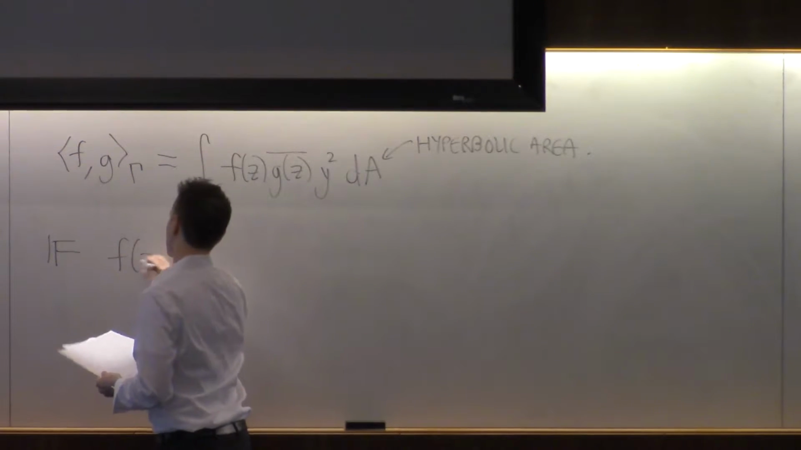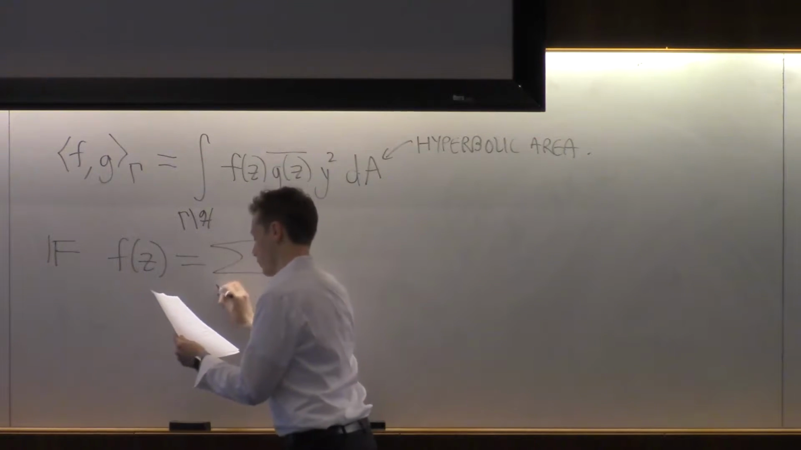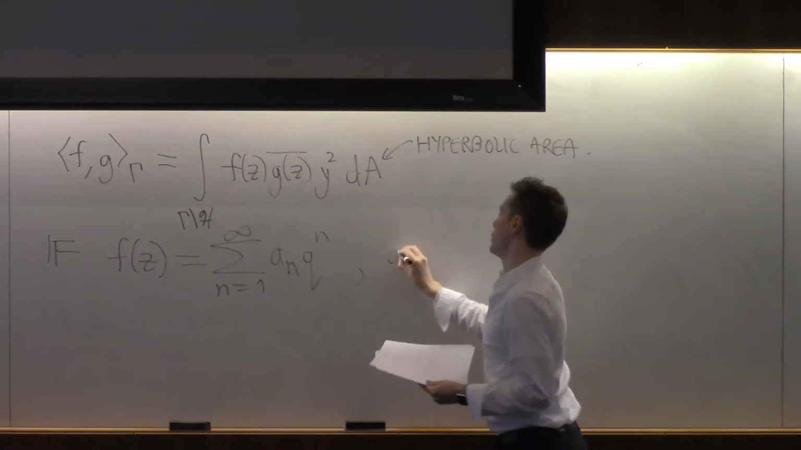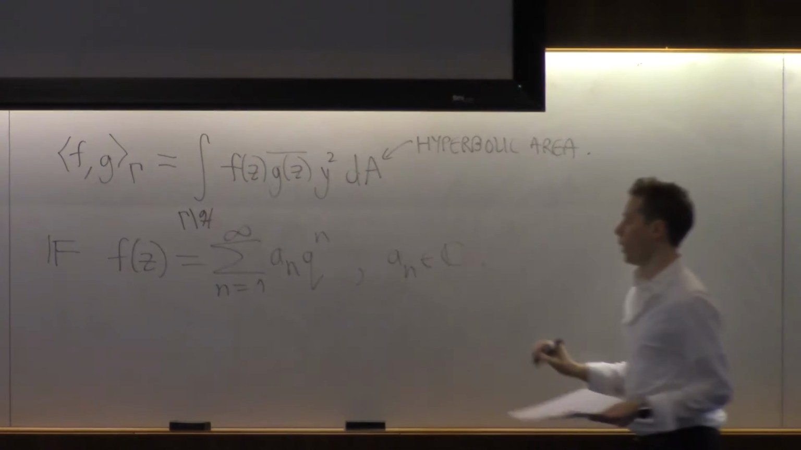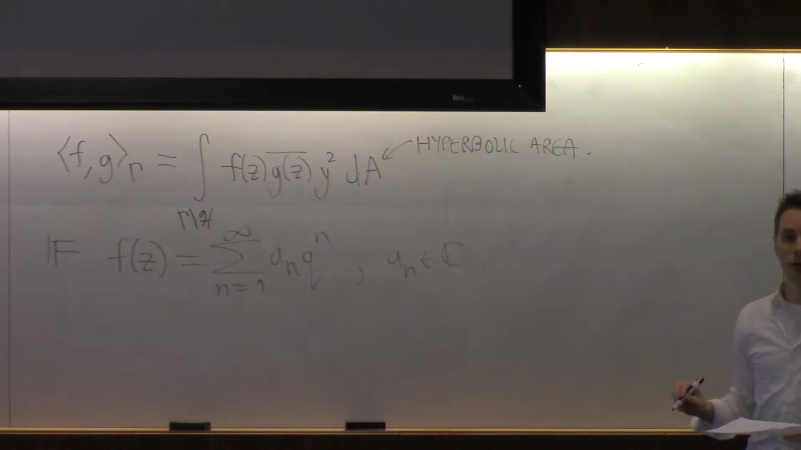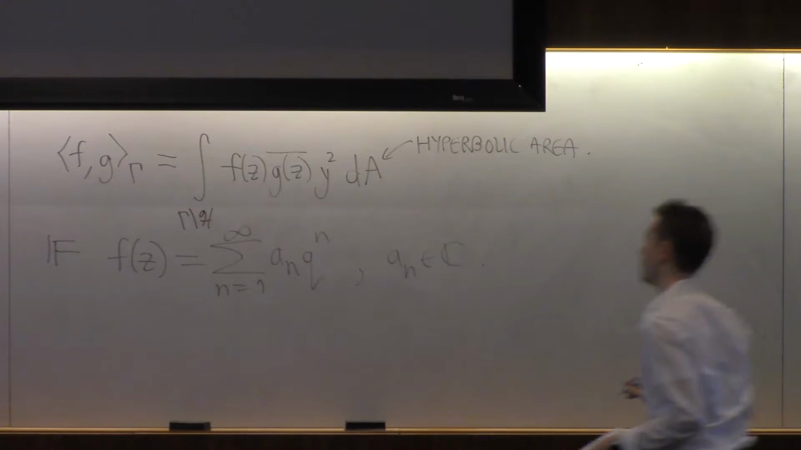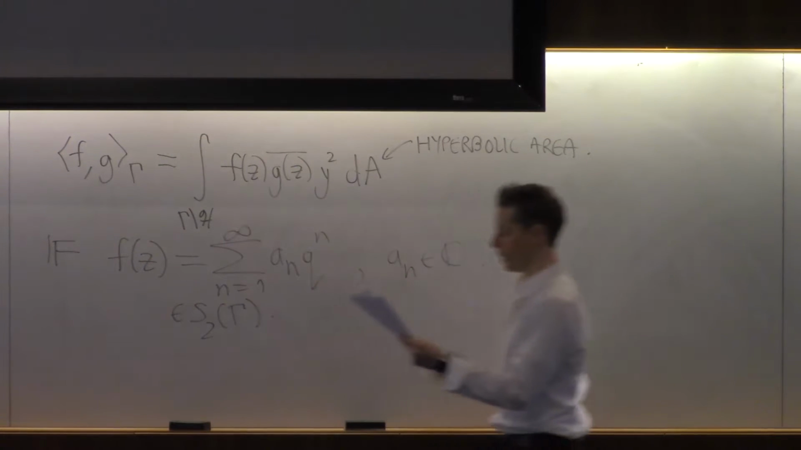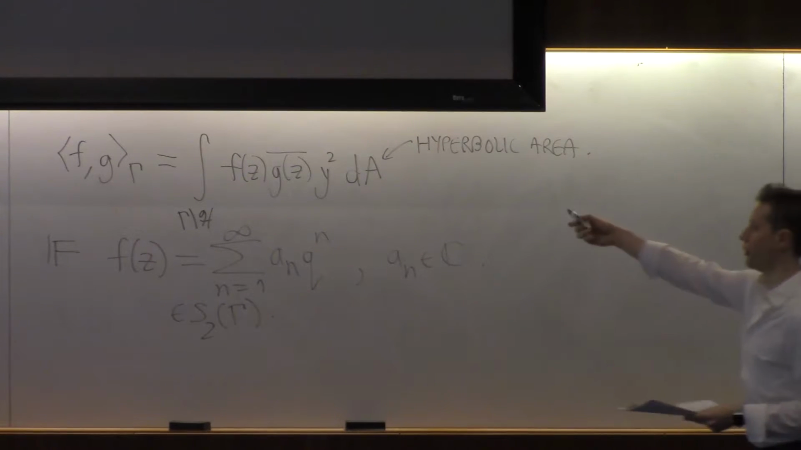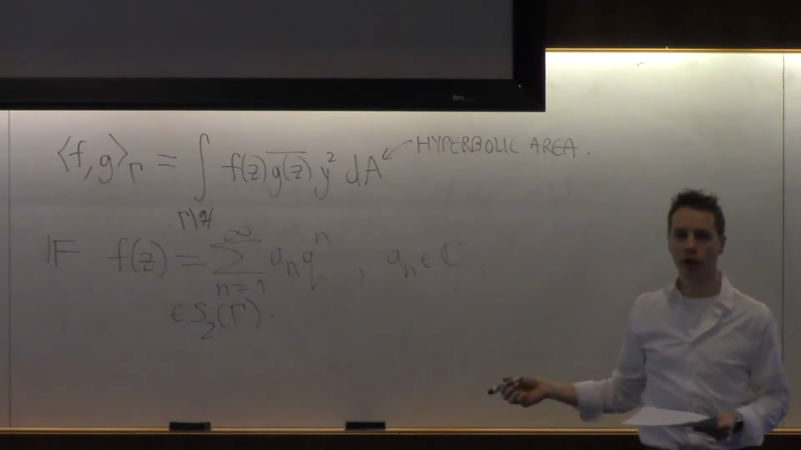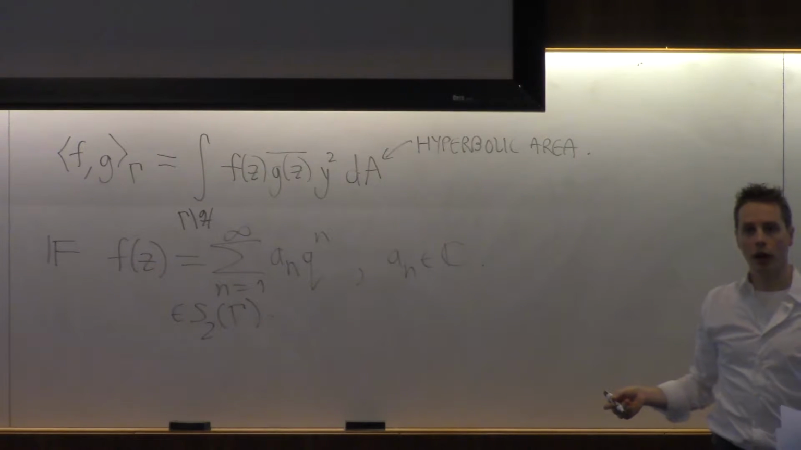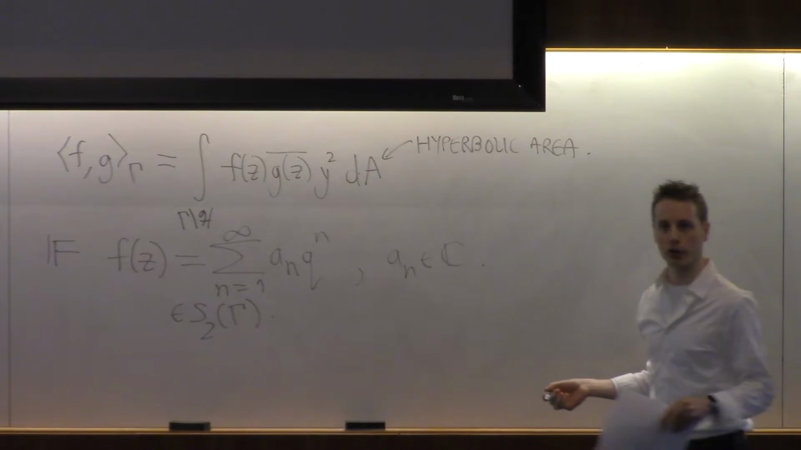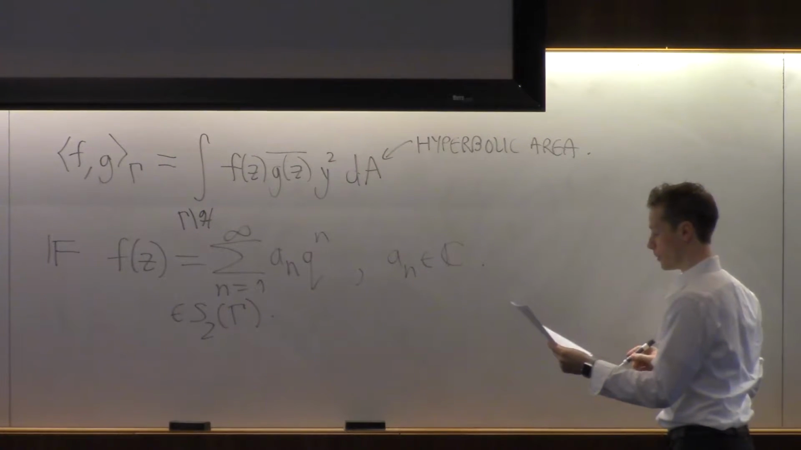So if your function f of z, you write it in a Fourier expansion, it starts out at q to the n with n equal to 1 because it's a cusp form. So in particular, it vanishes at infinity. All my guys are cusp forms. There are issues with this integral if you try to integrate two Eisenstein series, one with the other. The integral you have to regularize, but as long as you're dealing with cusp forms, there are no problems there.